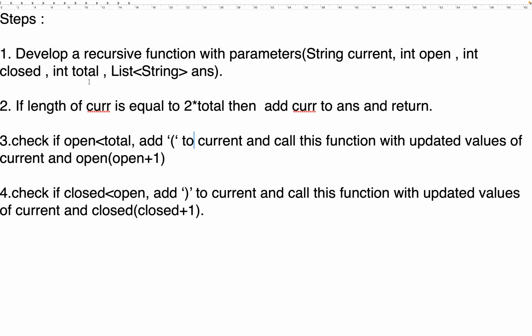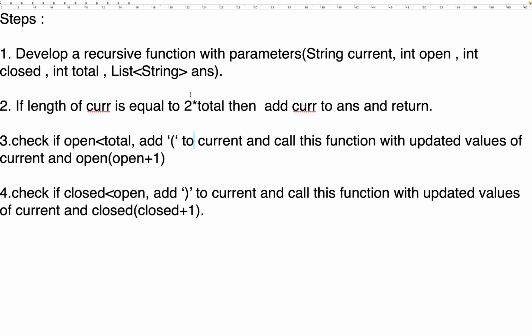So the integer total is the number of pairs you have been given in the input, meaning how many pairs of parentheses there should be. And the last parameter is the list of strings, answer, the resultant list in which we will be adding all the pairs one by one, and at the end we will return this answer. So the function we will be creating will have these parameters.